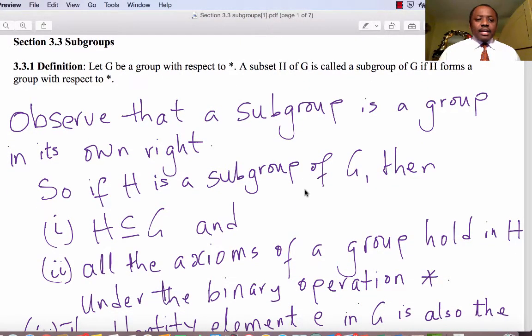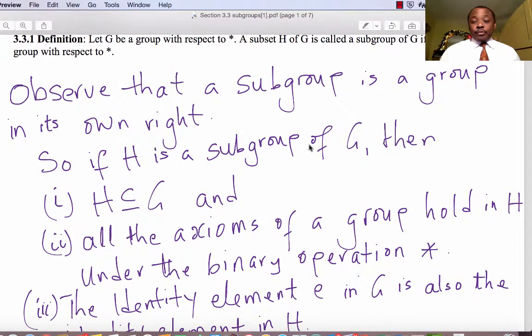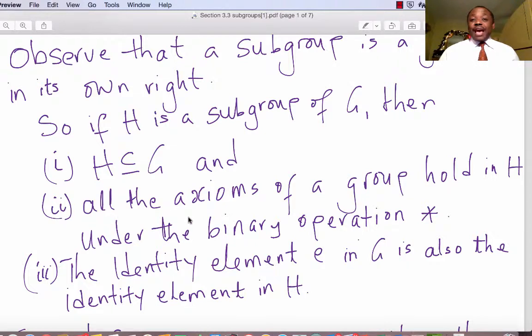Number one, if H is a subgroup of G, then we know that, of course, H is a subset of G. And number two, all the axioms of a group hold in H with respect to the same binary operation star. And thirdly, because H is a group, H has an identity element. But there is something unique about that identity element. Recall that we proved in 3.2 that the identity element of a group is unique.